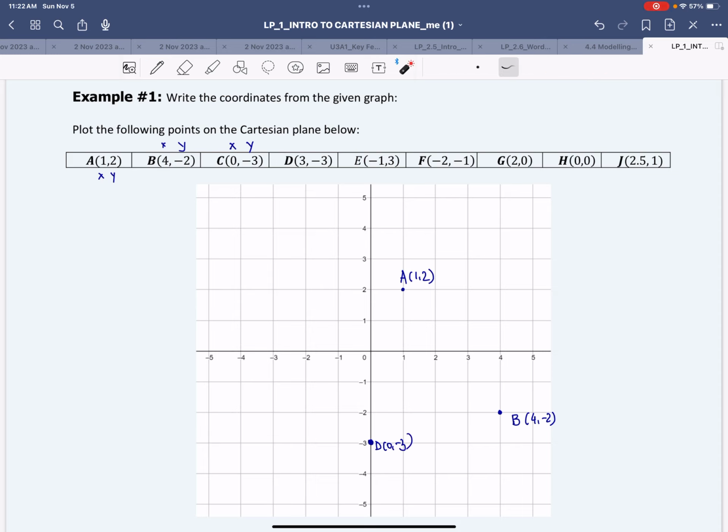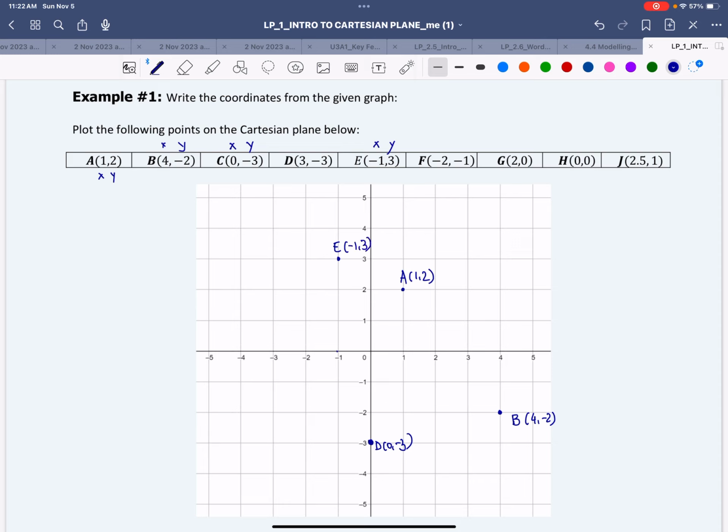Next, we have the point E. The coordinates of E are negative 1 and 3. So that means that x is negative 1 and y is 3. Sorry, I skipped a point. We're going to go back here. So when x equals negative 1, we are landing right here. And y positive 3 means that we are landing up here. So the point E will be located in quadrant 2, coordinates negative 1 and 3.